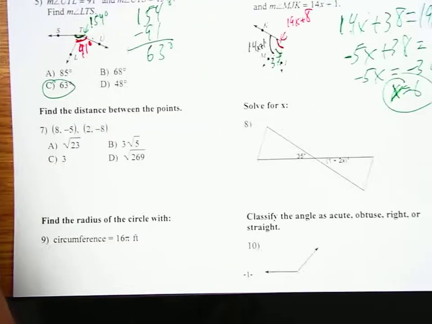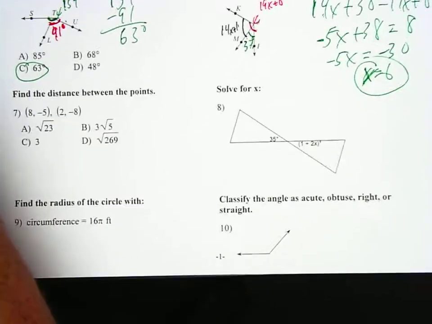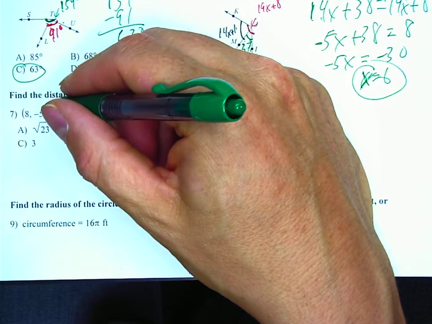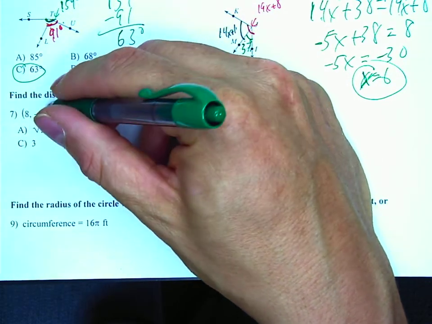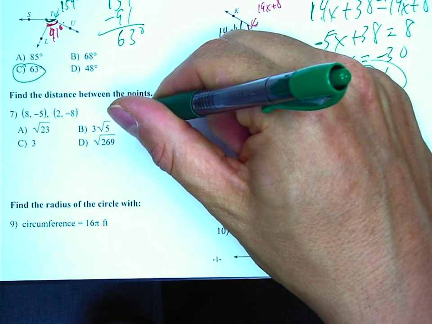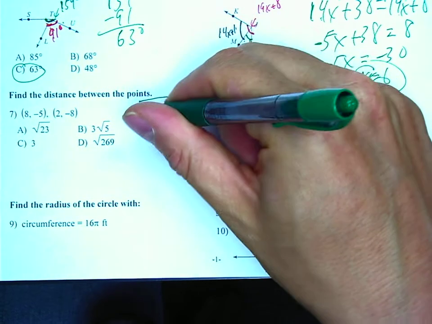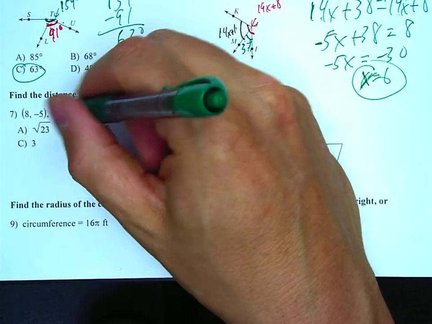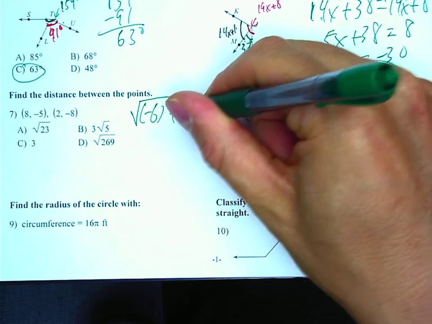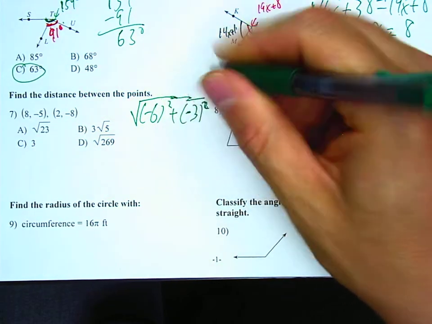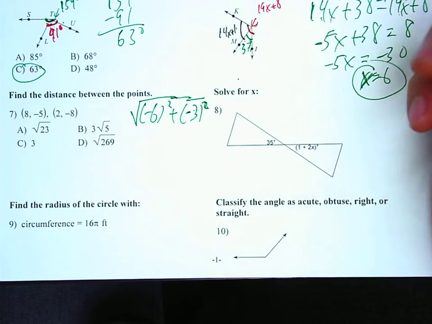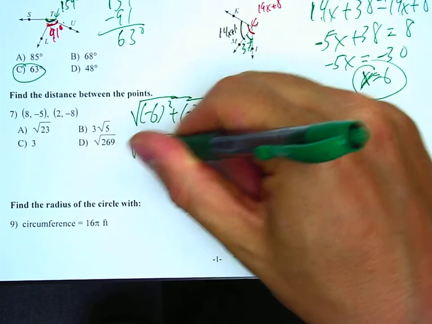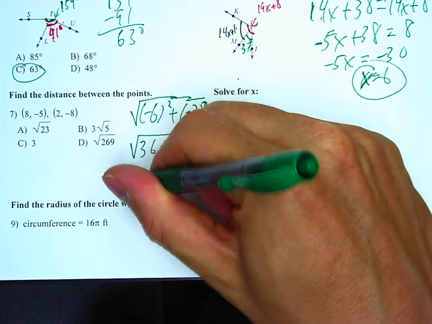All right, next question, find the distance. So again, here I'm looking at the distance formula. I'm looking at how far the y's changed and how far the x's changed. The x's are 8 and 2. The y's are negative 5 and negative 8. So the x is decreased by 6. So we have the square root of negative 6 squared plus the y is decreased by 3, negative 3 squared. These will be positive when they square because they're negative quantities in parentheses. So this will be 36 plus 9. This will be the square root of 45 in this case.